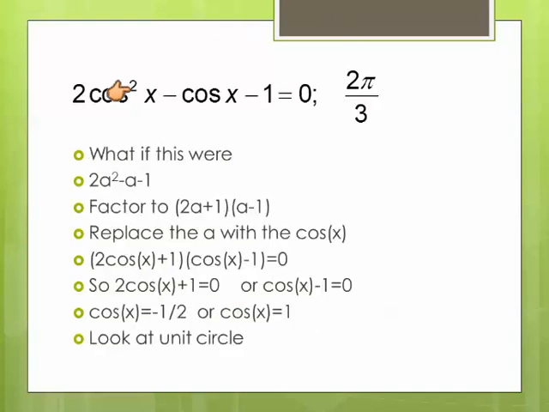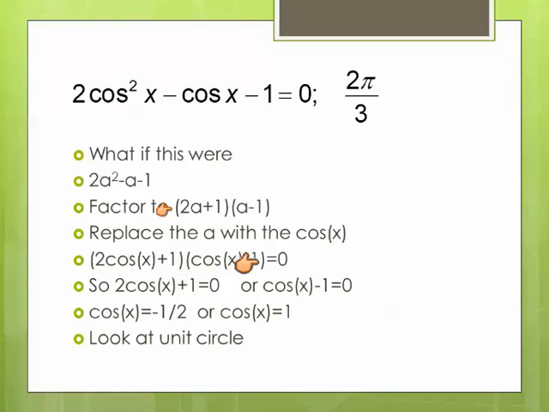So, let's look at this one. 2 cosine squared x minus cosine x minus 1 equals 0. Well, you know what? If this had been 2a squared minus a minus 1, I would have factored it into 2a plus 1 times a minus 1. And then why don't I just do that? If I do that, I can then put the cosine back in where the a belongs, and I wind up with 2 cosine x plus 1 times cosine x minus 1.